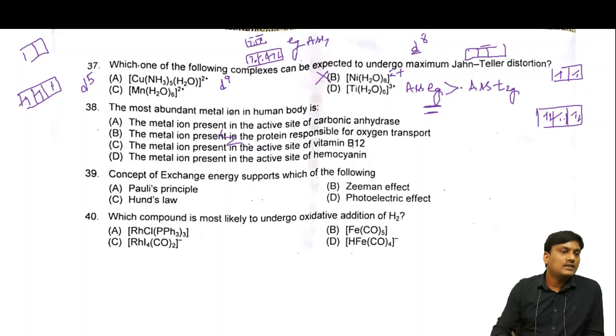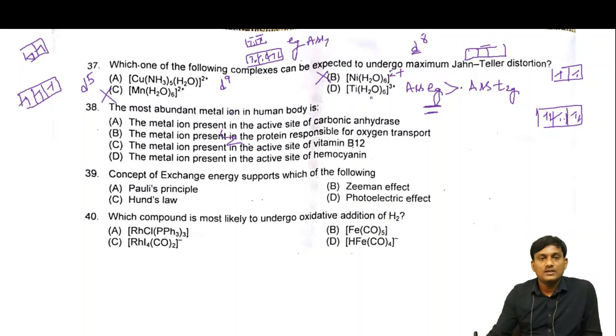So this is the electronic configuration. So in this case also there is no asymmetry. So here there is no Jahn-Teller distortion.